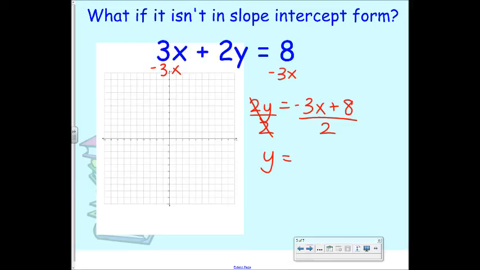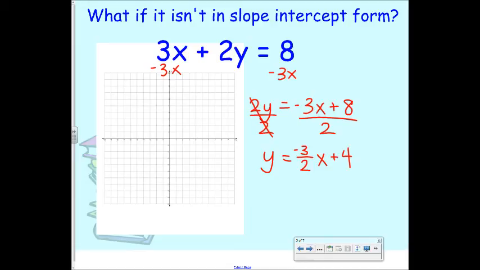Can I divide 3 by 2? I could, but what do I get? A decimal? I hate decimals. So instead of writing it as a decimal, how should I write it? Fraction. Just leave it as a fraction. What fraction is it? Negative 3 over 2. That's it, with your x right there. And then what's 8 divided by 2? 4. So now it's in what format? Y equals mx plus b.